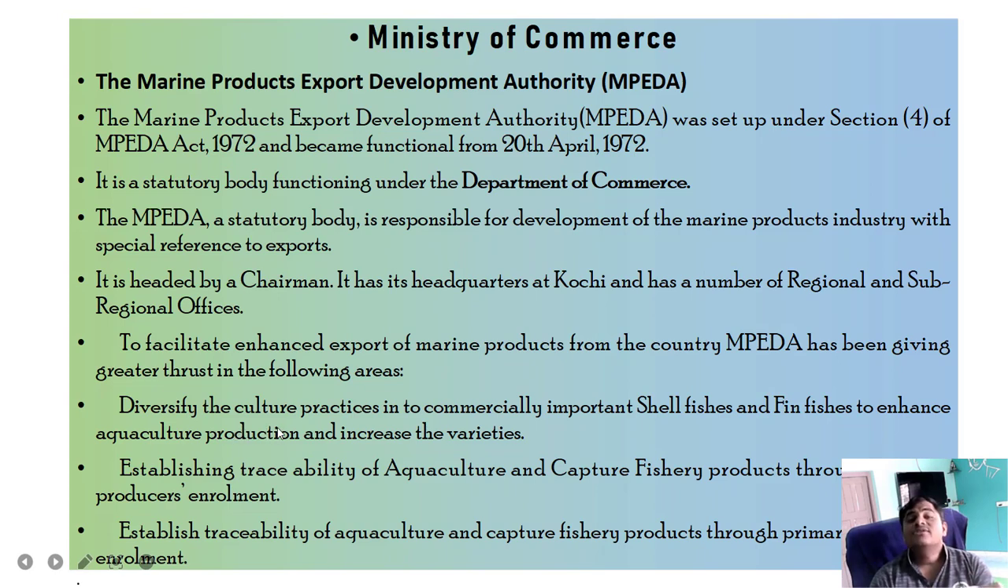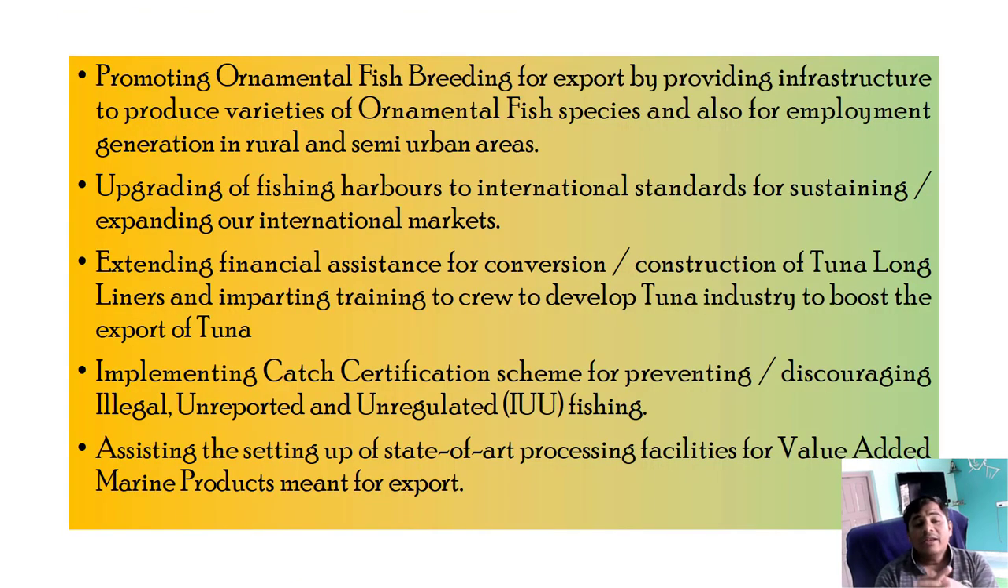Diversify culture practice into commercially important shellfishes and finfishes to enhance aquaculture production and increase the varieties. Then establishing traceability of aquaculture and captured fisheries products through primary producers. Then promoting ornamental fish breeding for export by providing infrastructure to produce varieties of ornamental fish species, and also for employment generation in rural and semi-urban areas.